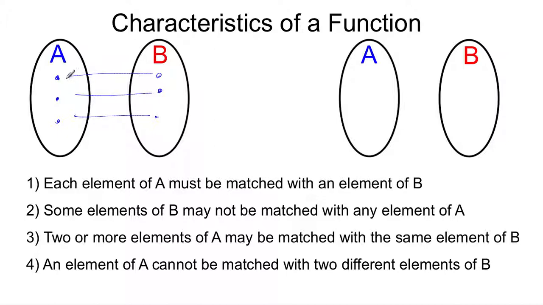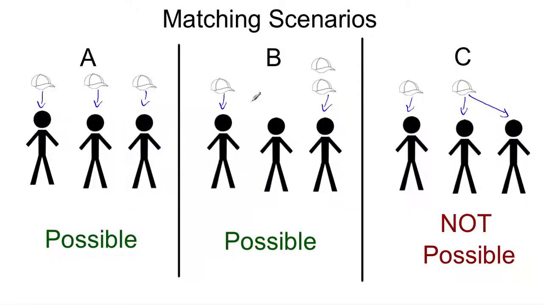Now we could have the situation where this point here goes to two points in B. That's also fine, because this element in A is matched with an element in B. It's just an element. It doesn't say a separate element of B. This value in A can share two values in B, much like this scenario where we had this one person sharing these two hats.